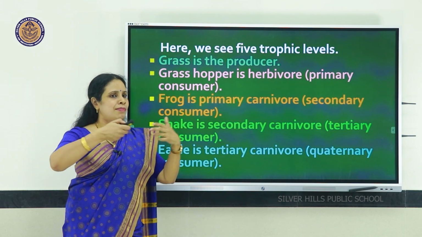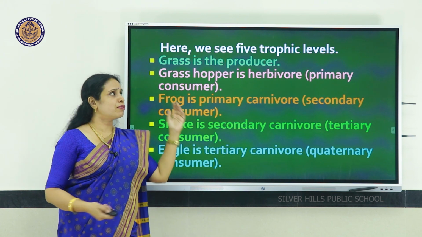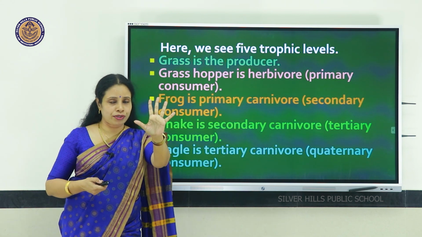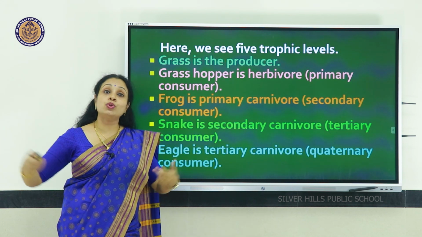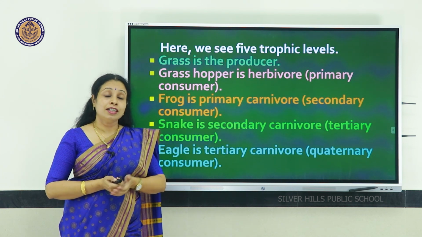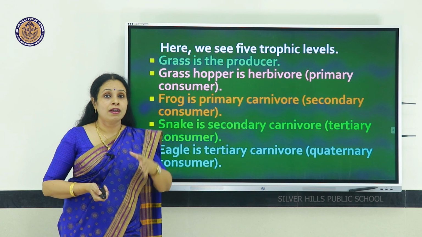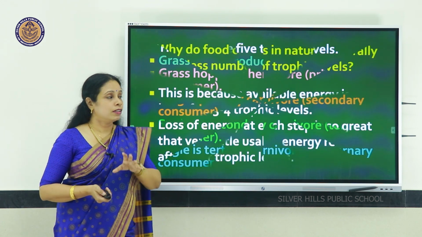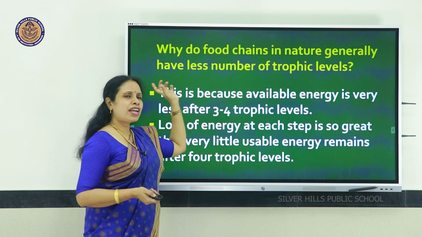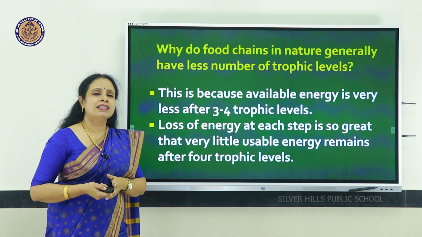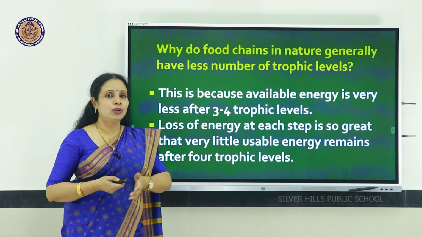Like that you can imagine and write so many. I have shown here only 5 different trophic levels, but if you want you can imagine and write a chain up to 20 levels. It is possible by your imagination. But in nature, in real life, food chains have very less number of trophic levels, maximum 4 or 5 only.